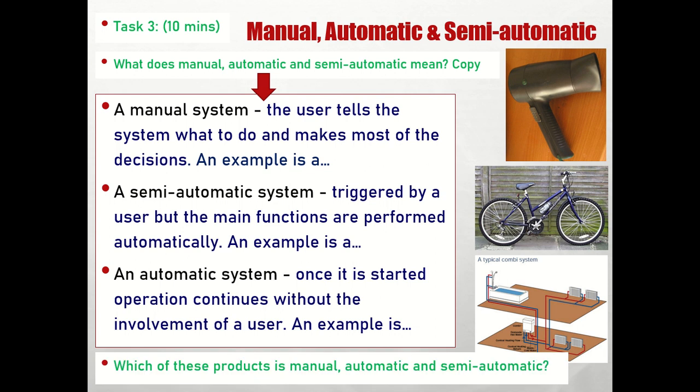Okay, and when you've done, let's check it. The answers are actually like that. So for example, a central heating system for a house is automatic because once you set the temperature, it will regulate itself and turn itself on and off at different times of the day.